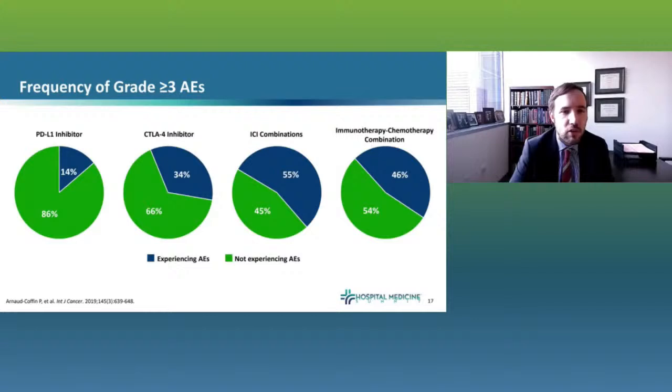Looking at the frequency of the grade 3 or higher adverse events. As we were talking about earlier, the third box here, the immune checkpoint inhibitor combinations clearly have the highest incidence of the grade 3 or more adverse events. 55% of folks are going to experience them. Over on the far left, only about 14% of folks getting single agent PD-L1 will have that. CTLA-4, a little higher incidence. And then over here, 46% with the immunotherapy, chemotherapy combination. Those are those lung cancer folks, for example, I was mentioning earlier.